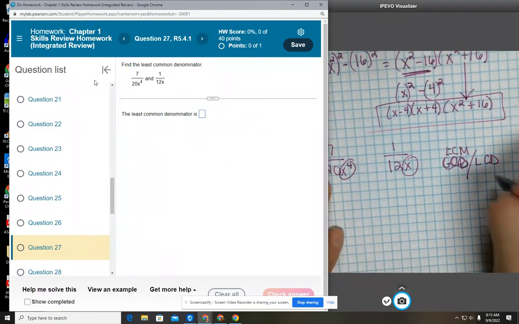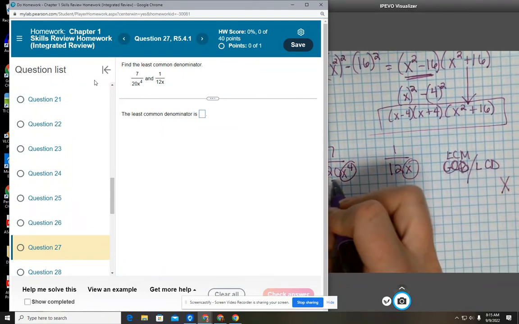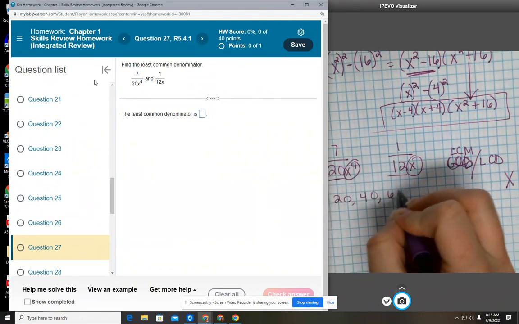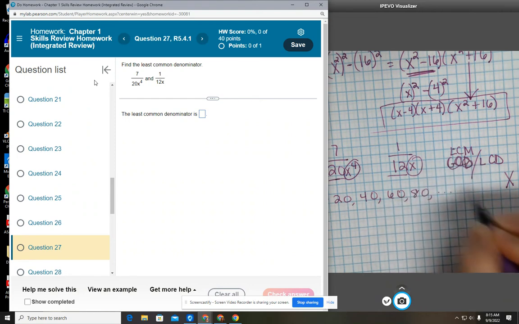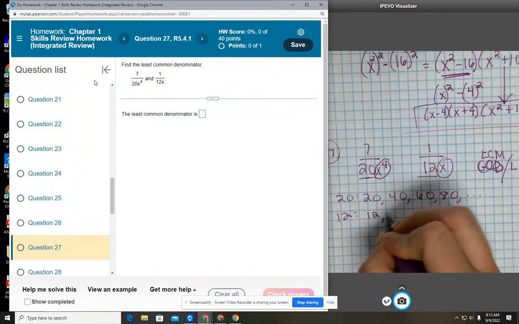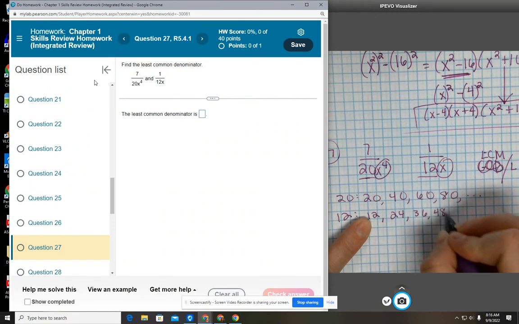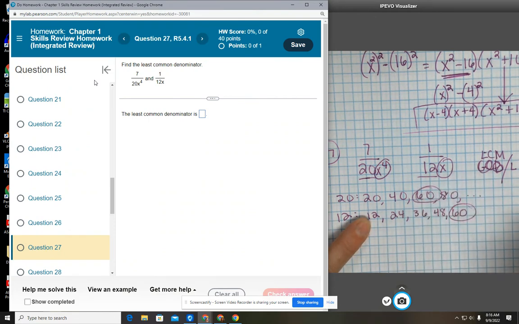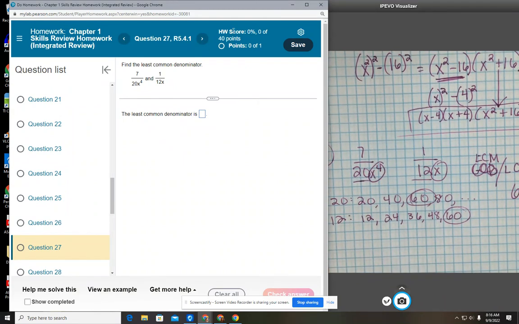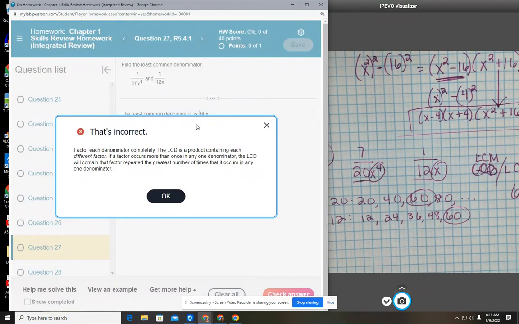Anyway, it's LCD. So with the variables, you take the least, so it'll be x. And then you look and see, what are my multiples of 20? It'll be 20, 40, 60, 80, and so on. Multiples of 12 are 12 times 2 is 24. 12 times 3 is 36. Keep on going up by 12s, 60, until you find a match. You want the least. So 60x is going to be my LCD. See? So 60x.